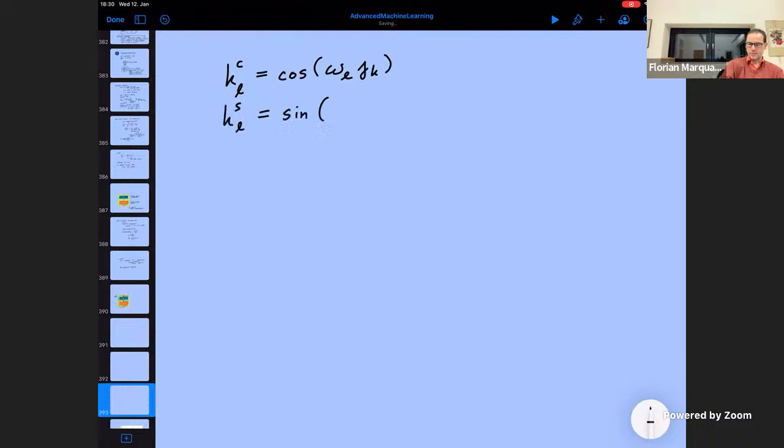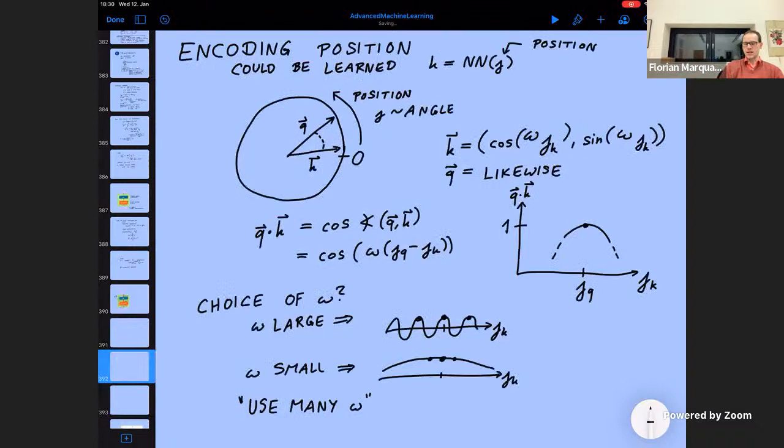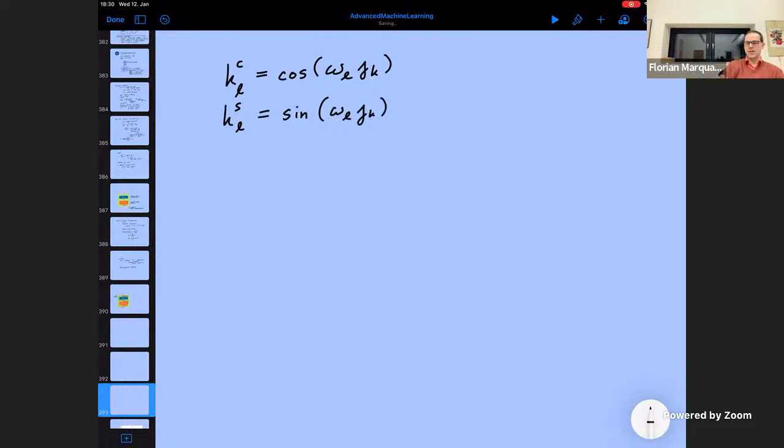But now you see there's an extra index here, the L, because our keys are the data vectors that we are using anyway. They are long vectors. They need not be just two-dimensional vectors as assumed here. So I can stitch together all the results of cosine and sine for different choices of omega. That produces a long vector that encodes the position by calculating cosine and sine for different omegas.